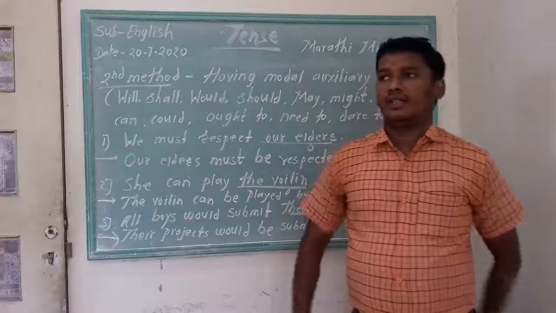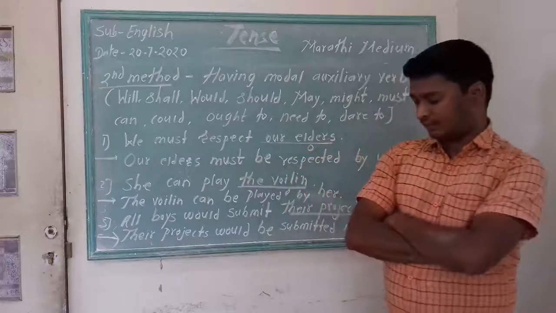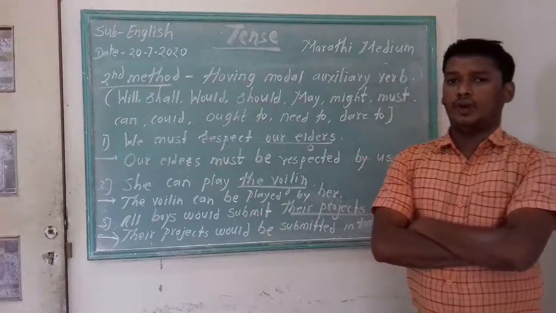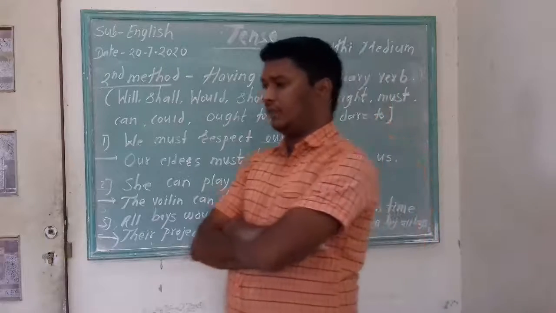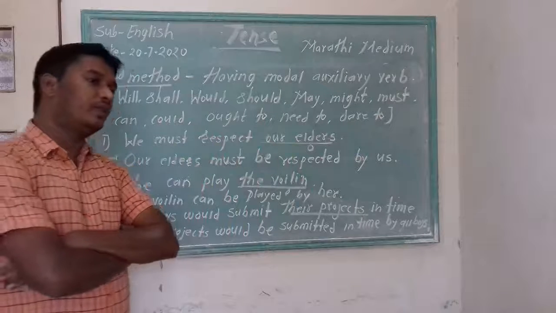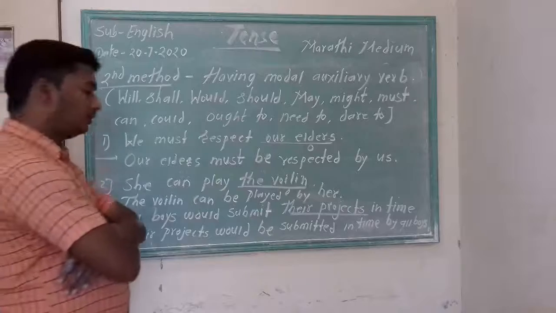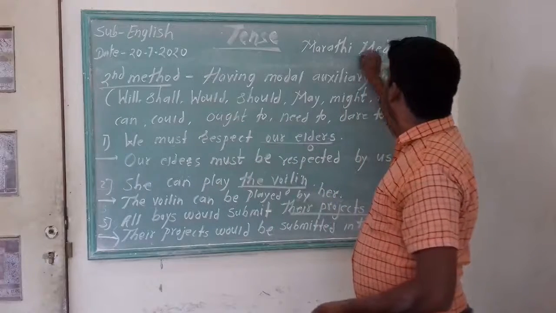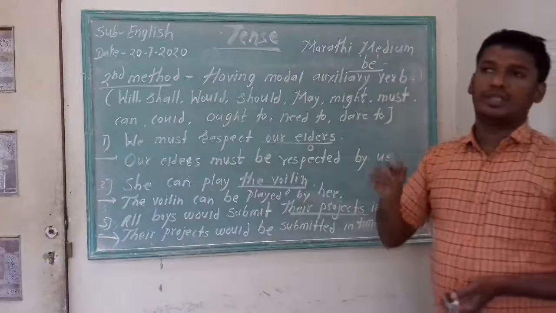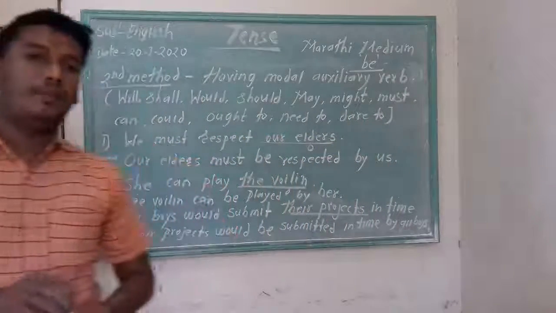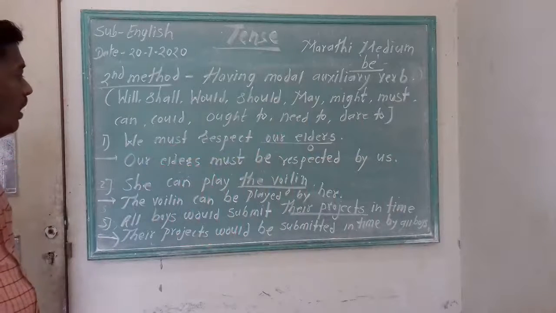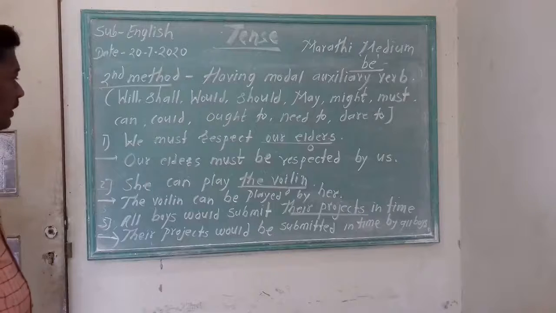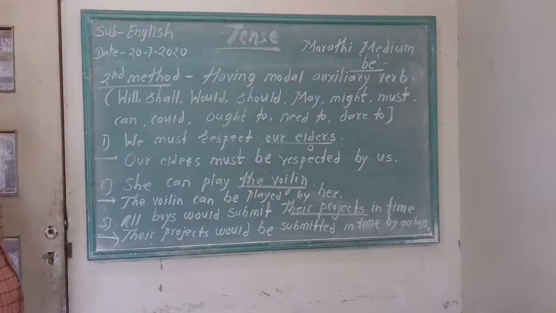If the given active voice sentence has any one of the modal auxiliary verbs given above, then add be, with be in single commas. Then add be after such modal auxiliary verb in the passive voice sentence. Full stop.